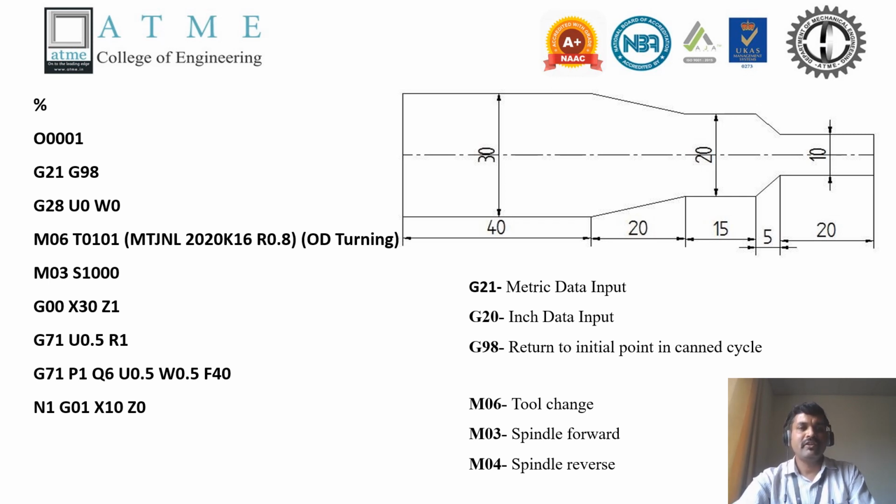N is the sequence number. It can be added to every line, or the next line will automatically take the corresponding numbering in the software itself. So N1 is the sequence number of the initial profile. The tool has to move linearly to the position X10 Z0, which is this point you can observe here. Then there is a change in the profile direction: N2, the second line, is Z minus 20. X remains the same, Z minus 20, and it will move in the Z minus direction.